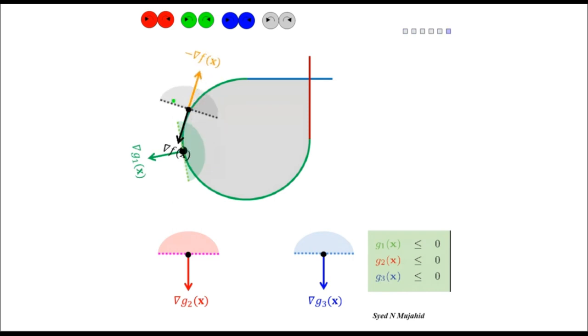And these are all the directions which are closer to the negative of the gradient. These directions make an angle less than 90 degrees. So if this is how the gradient were, yes.